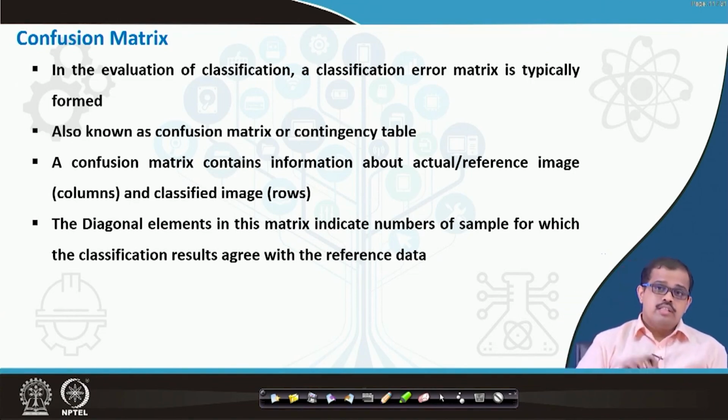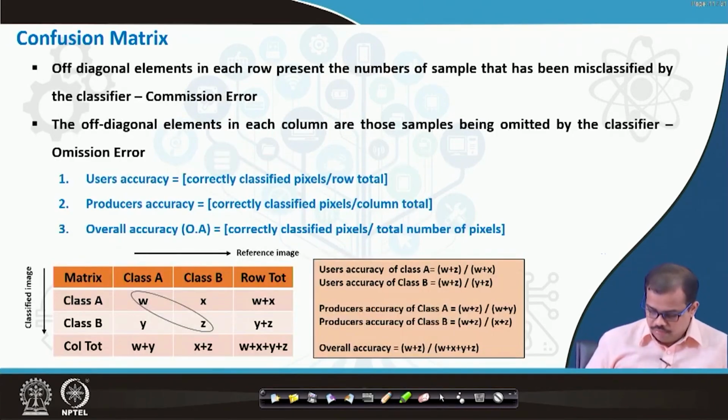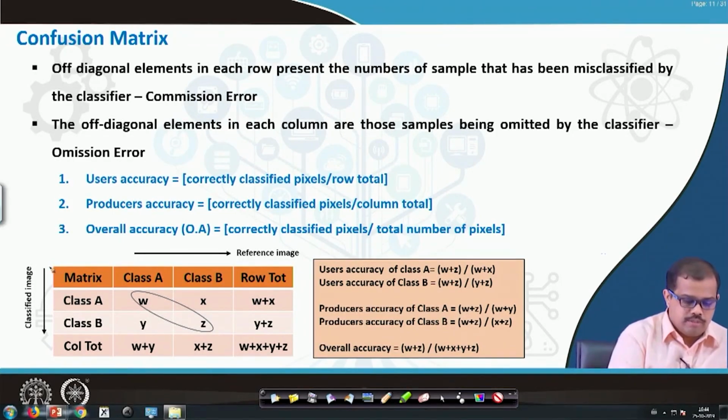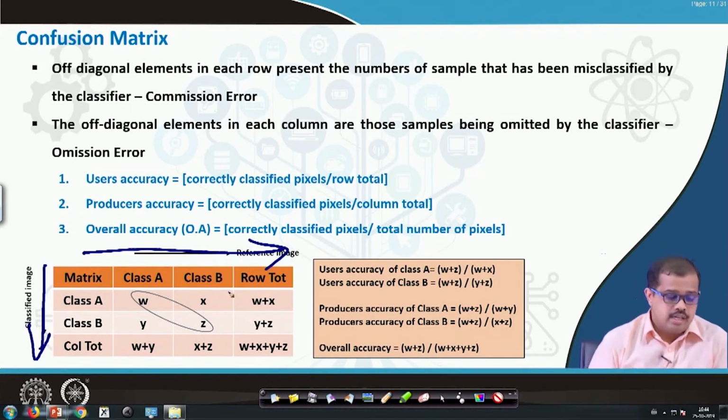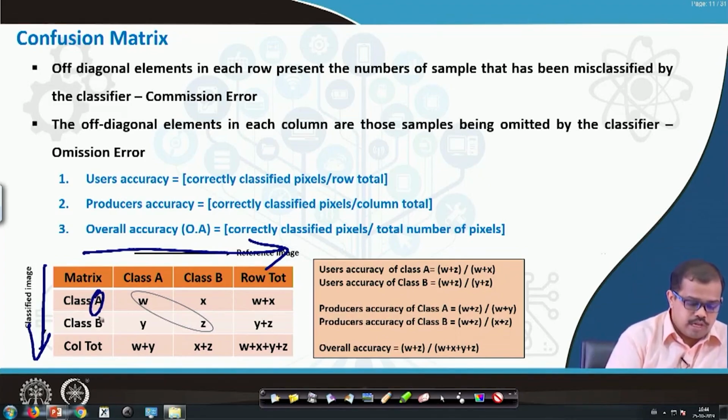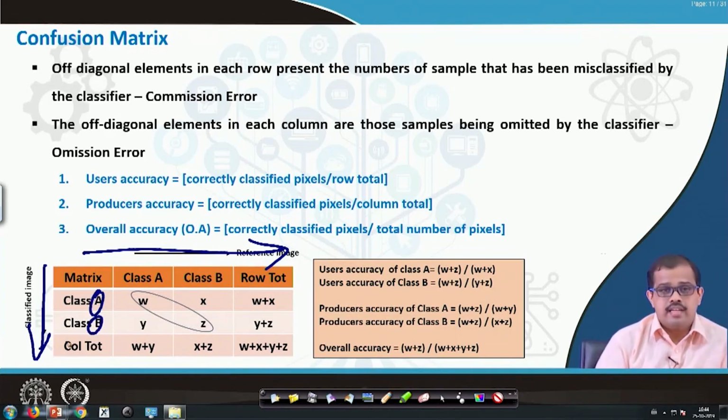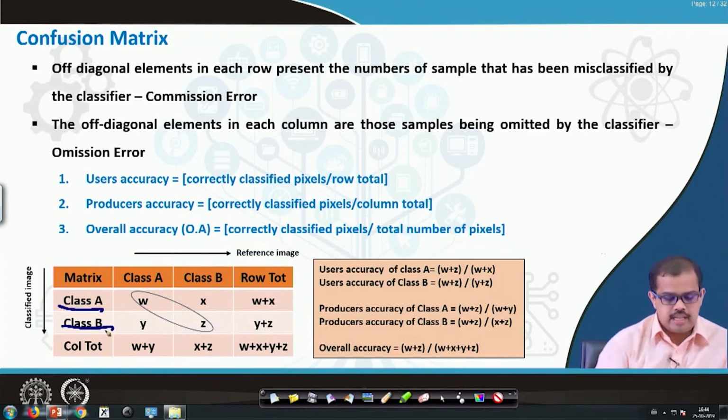Now these are two maps. When we put it in the form of diagonal elements, I will show you how it has to be done. For example, if we have two images, this is where you have a classified image, this is where the reference image lies. Now let us say you have 2 classes in this, class A and class B. So this is class A, this is class B.